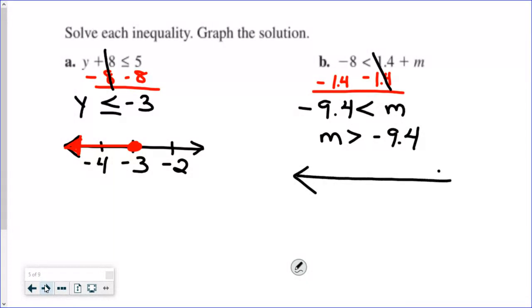And for these decimals, I'm going to have negative 9.4 in the middle, negative 9.5, and negative 9.3 surrounding it. So make it just nice and easy. Again, a hollow circle, and it's a greater than. So greater than numbers are always further right.